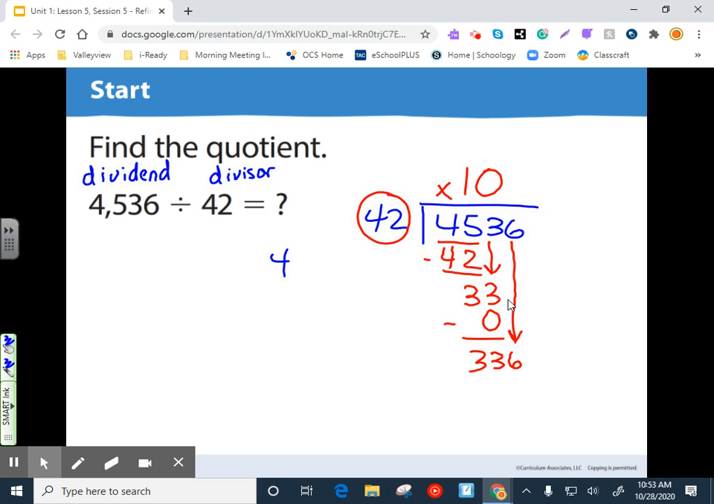So this is where we use guess and check. I've already tried that earlier, and I found that 8 works the best. This gives us 336, just like that. So we put our 8 up here, 336. And with no remainder, and we've dealt with every single number here in the dividend, so our problem's done. So our answer is 108.